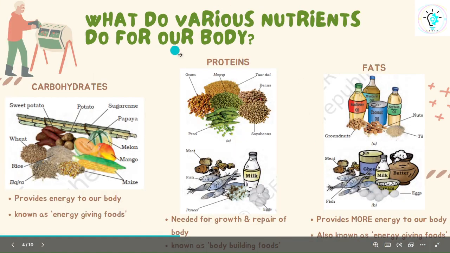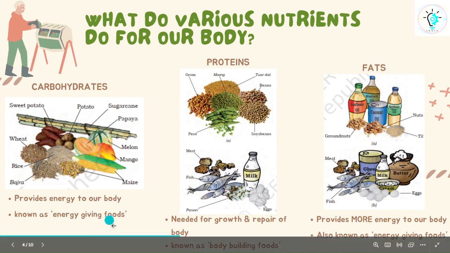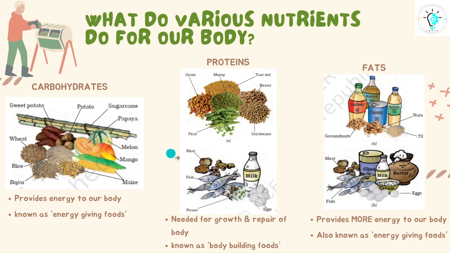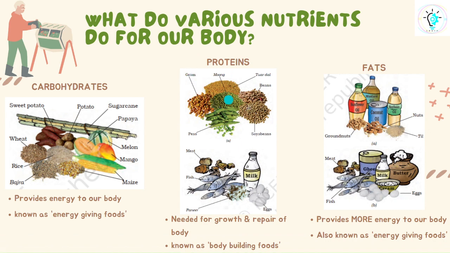What do the various nutrients do for our body? Carbohydrates. They provide energy to carry out the different activities during the day. Because they provide energy, they are known as energy giving food, and it is obtained from sweet potato, wheat, rice, mango, maize, etc. Proteins. Okay, proteins are necessary for growth and repair of the body. Because it is needed for the growth and repair, proteins are known as body building food. For example, beans, soya bean, moong, pulses, meat, etc.